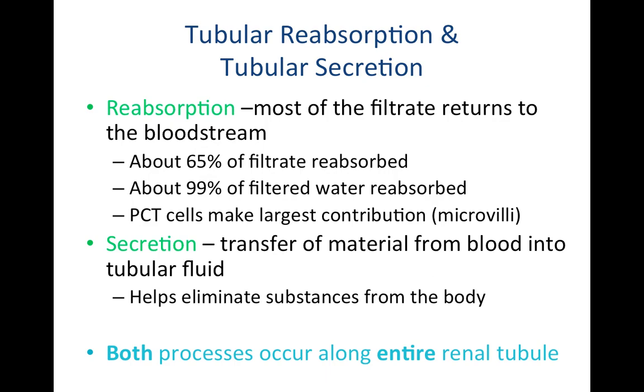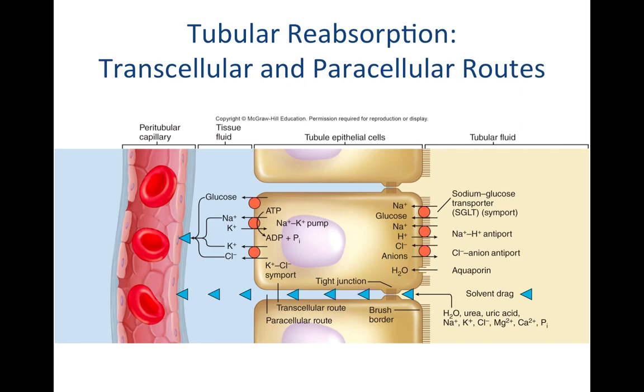Both of these processes occur simultaneously along the entire length of the renal tubule, but a lot of times when we're discussing these processes, it's easier to just talk about them one at a time. But please know that they are both occurring simultaneously down the length of the tubule. Here is a quick overview comparing two different primary routes, transcellular and paracellular.